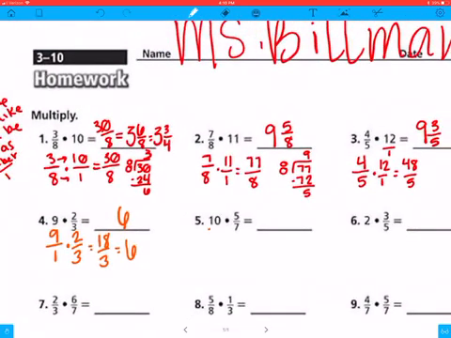10 multiplied by 5/7. 10 over 1 multiplied by 5/7. 10 multiplied by 5 is 50. And 7 multiplied by 1 is 7. So I can divide this, and 7 would go in there 7 times, because 7 multiplied by 7 is 49, and I would have 1 left over as my remainder, so 7 1/7.